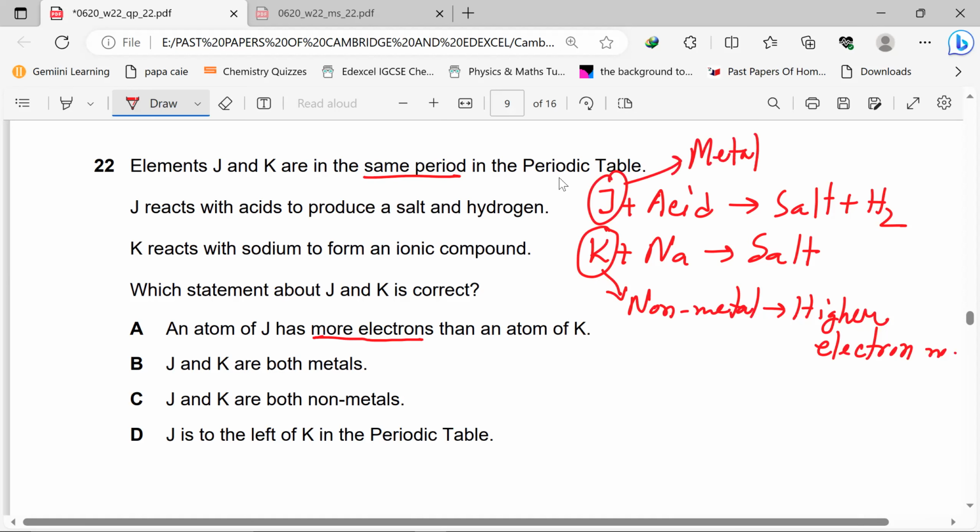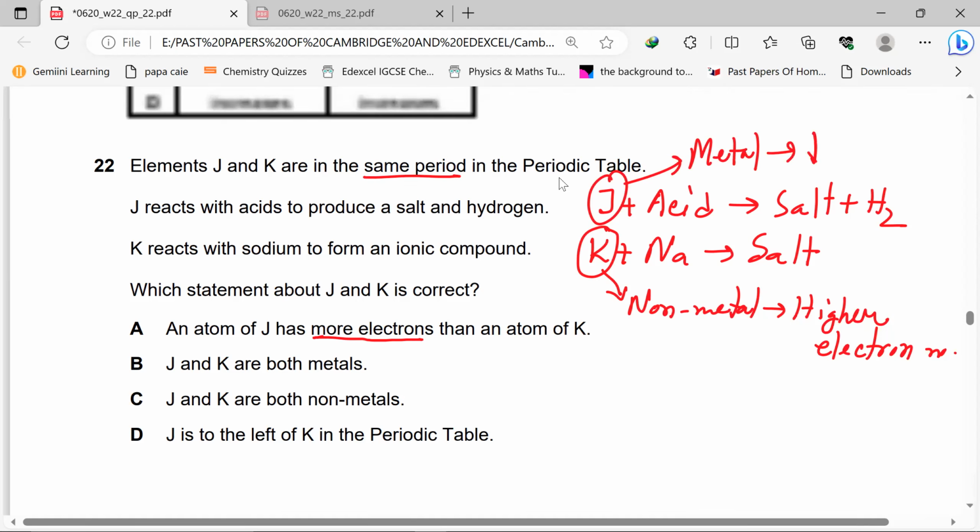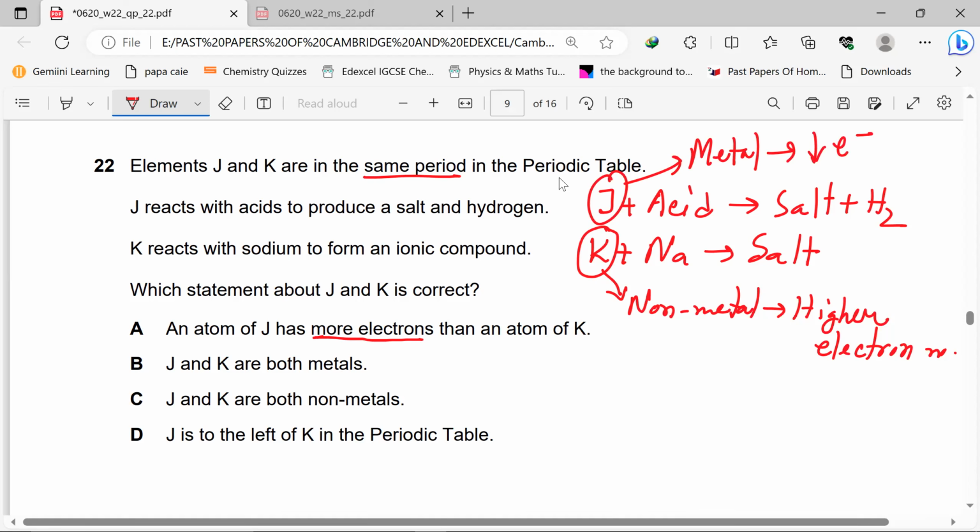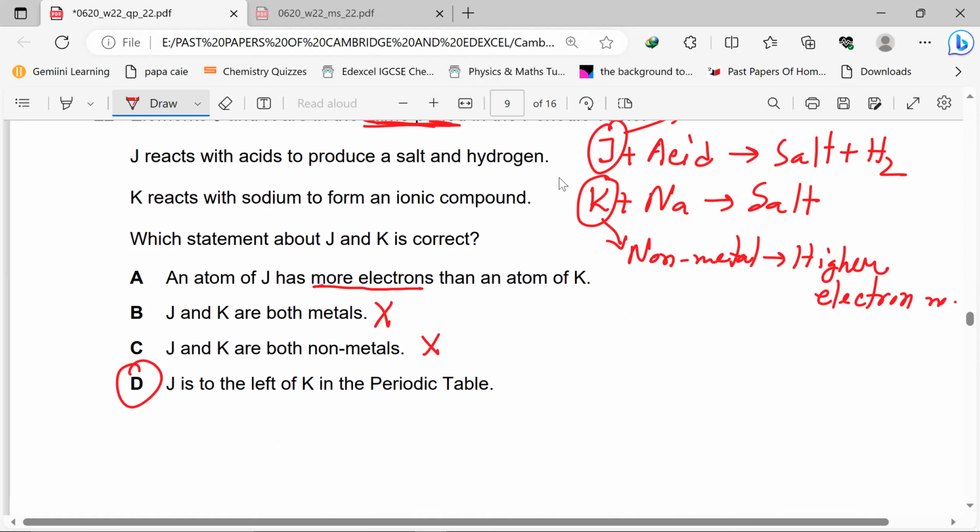We know metals react with acid to form salt and hydrogen. So a metal should have fewer electrons. J and K are both metals? No. J and K are both non-metals? No. J is to the left of K in the periodic table. Yes, metals are on the left-hand side and non-metals are on the right-hand side in the periodic table. So D is the only correct one. J is to the left and K is to the right of the periodic table. That is a very true statement.